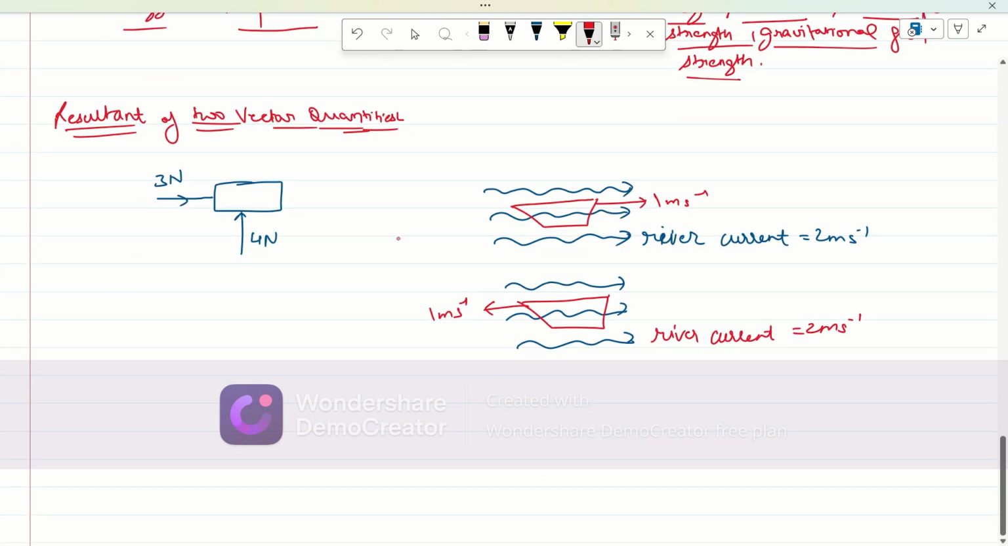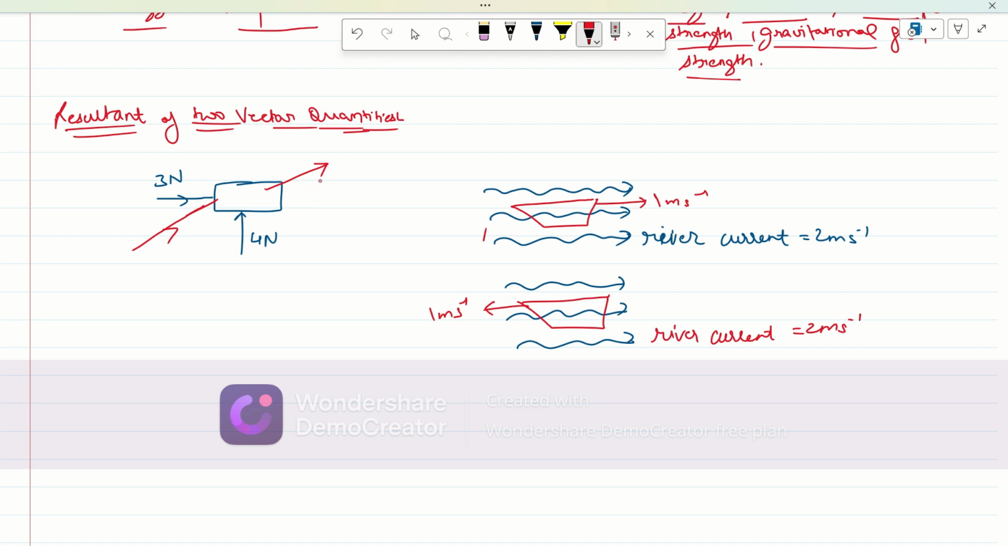Now how do we find the resultant of two vector quantities? Let's say this is a box of some mass, let's say 5 kg, 10 kg. Now two persons are applying forces: one force of 4 Newton upward, and a 3 Newton force on the right side. Resultant means, if two forces are applied, what will be the net effect on this box? You will say the box will move in this direction. This is what I mean by resultant force. If instead of these two forces, a single force is applied, even then the object will move in the same direction. That is known as the resultant of two vectors.